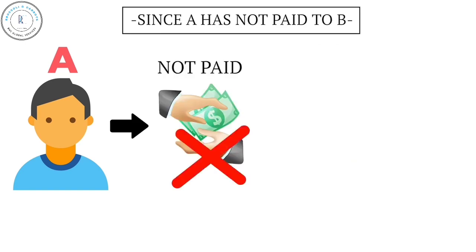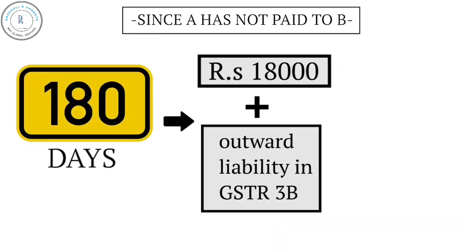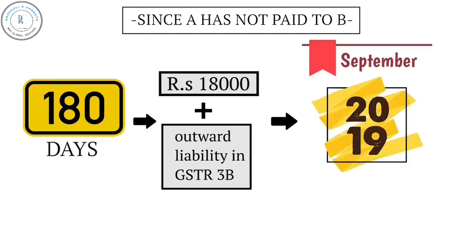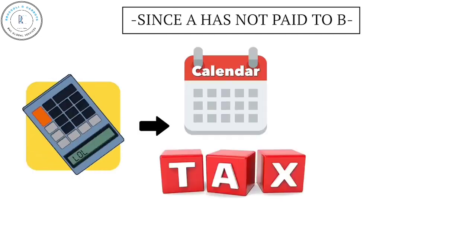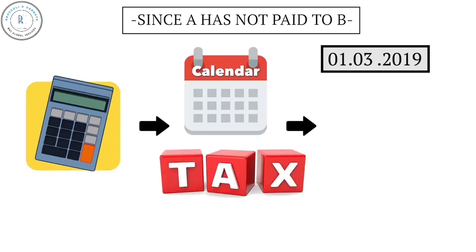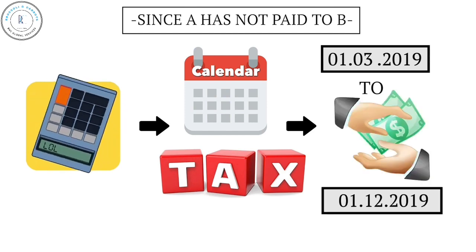Since A has not paid to the supplier B in 180 days, Rs 18,000 shall be added in his outward liability in GSTR 3B for the month of September 2019, along with interest at 18%, calculated from the date of ITC availed, that is 1st of March 2019, to the date of payment on 1st of December 2019.